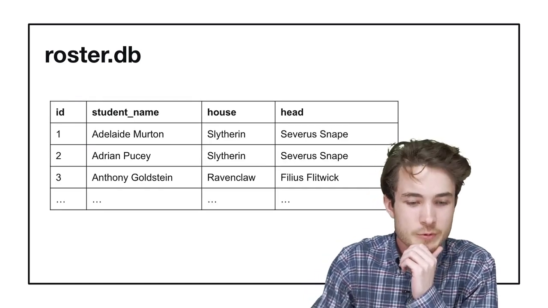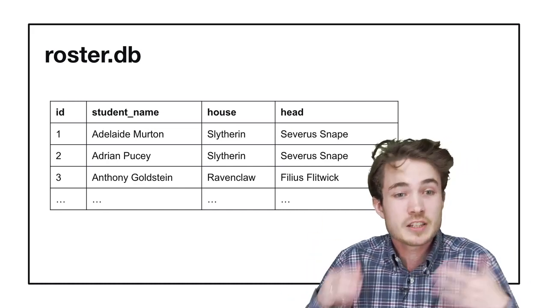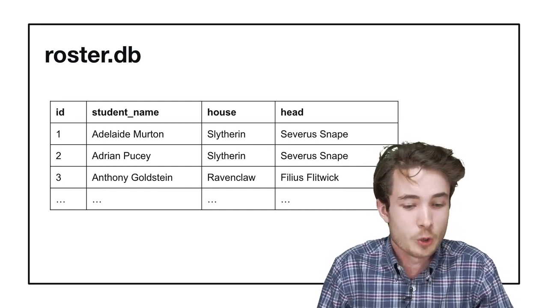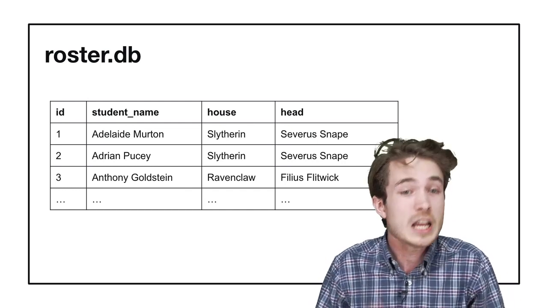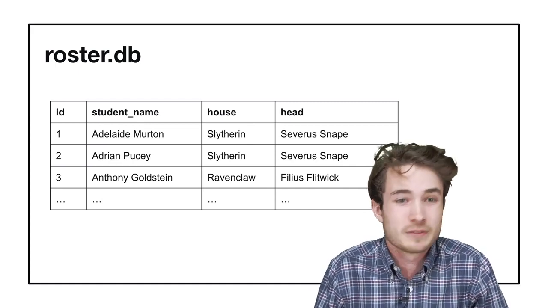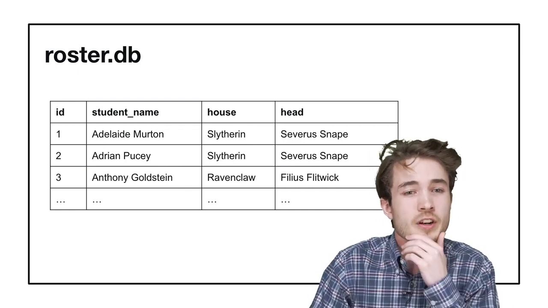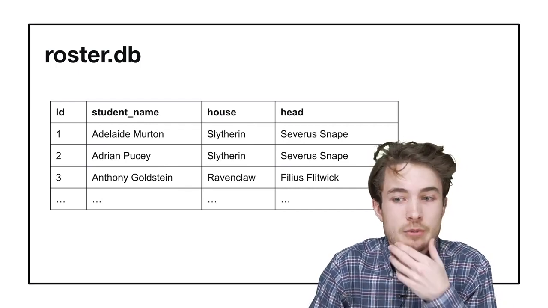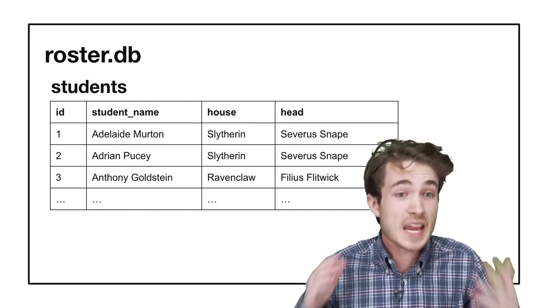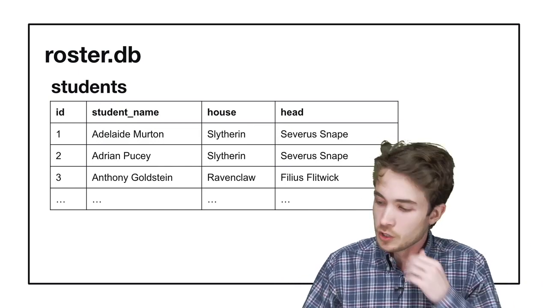If you can see that, we have Adelaide Merton, who's in the house for Slytherin. And the head of the Slytherin house is this professor named Severus Snape, right? And down below in row 3 here, we have Anthony Goldstein, who's in Ravenclaw. And the head of Ravenclaw is Phileas Flitwick, a professor at Hogwarts School of Magic. So here we have a table, and often in our databases, tables are named. So let's maybe call this one students. And now we have our full database. We have a name for our database, roster.db, and we have a table inside of it, this one called students.